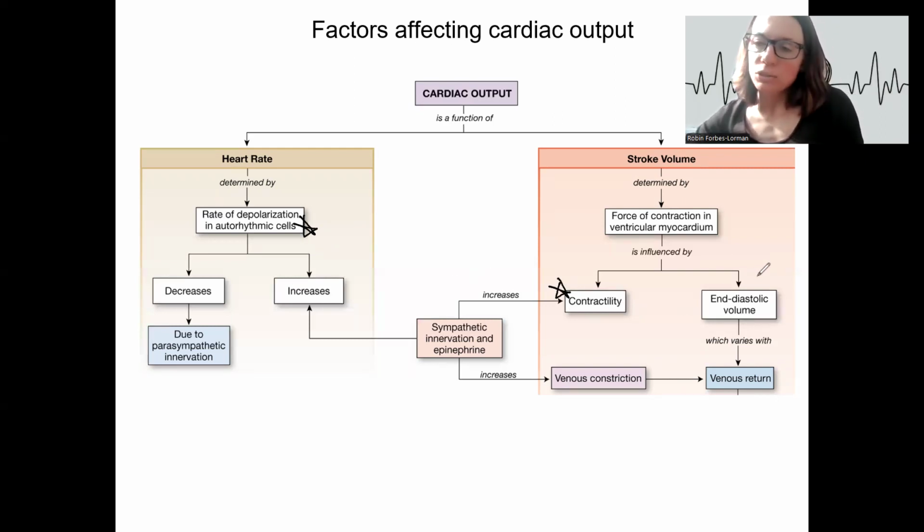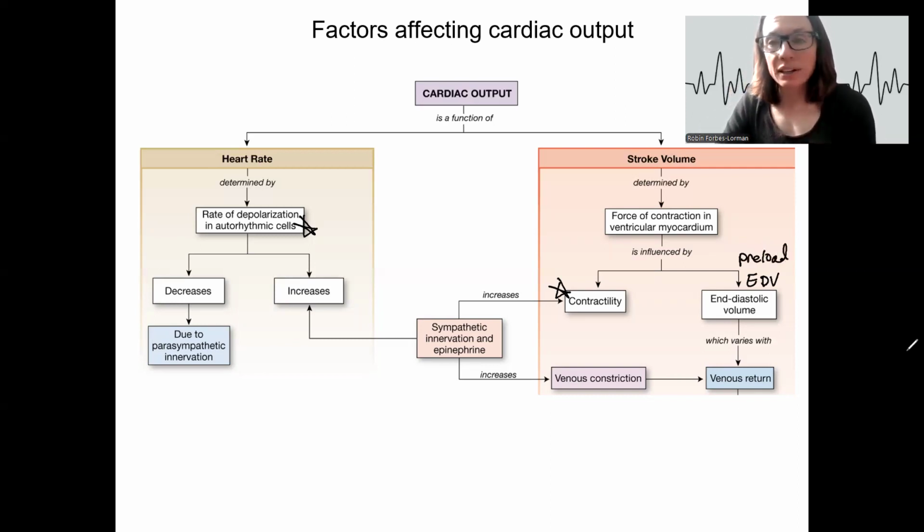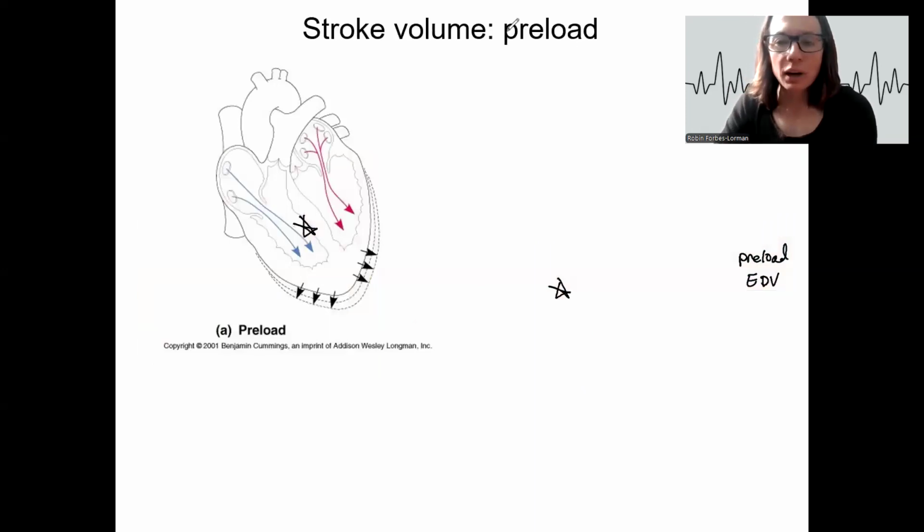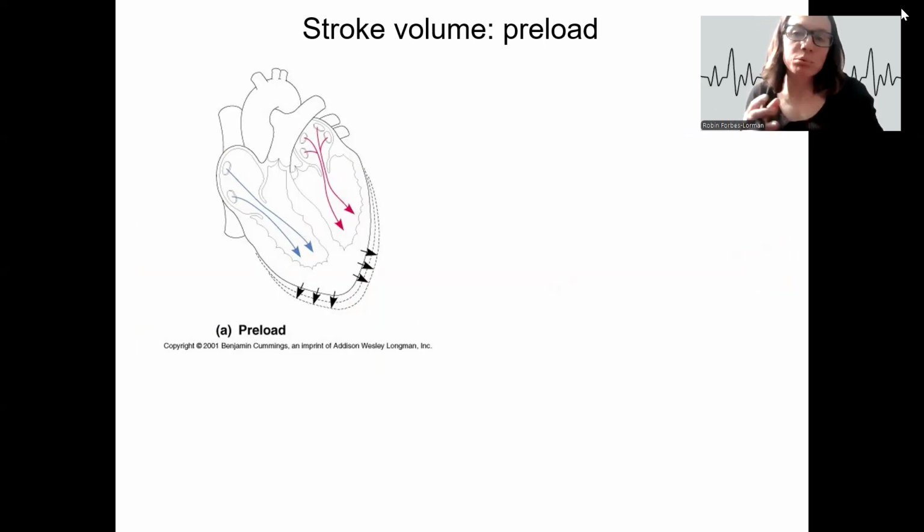Right now, I'm going to more briefly talk about end diastolic volume, which is also called preload, and how it affects cardiac output through stroke volume. So I'm going to start with that right here. This idea of preload, the name kind of makes sense. It's about preloading the heart before contraction, before that stroke volume.